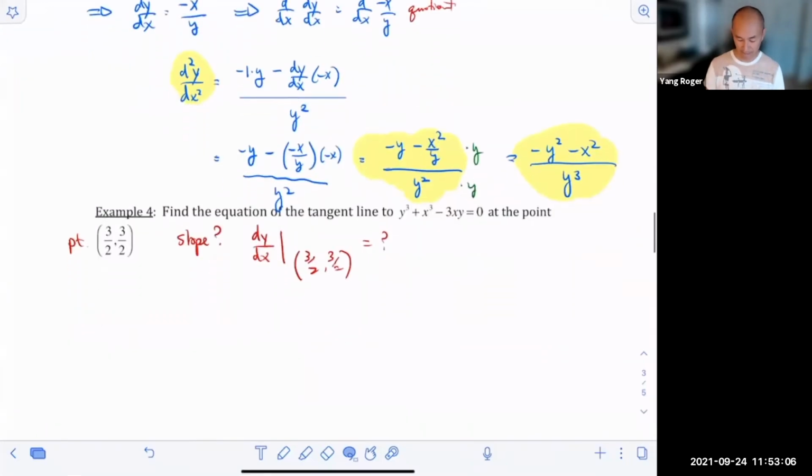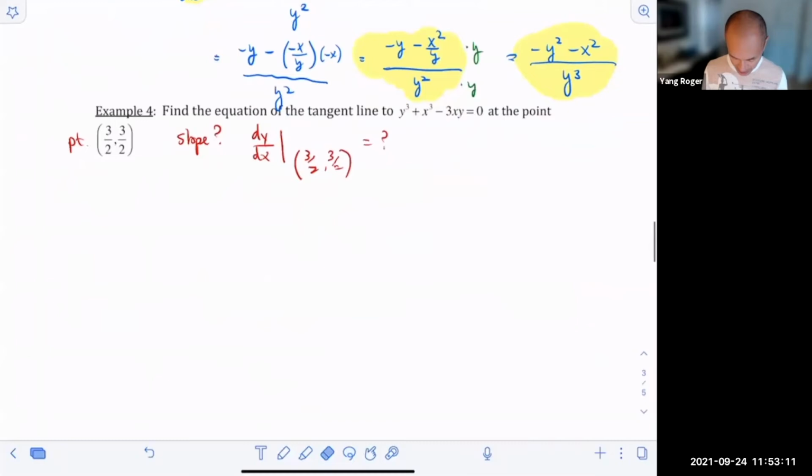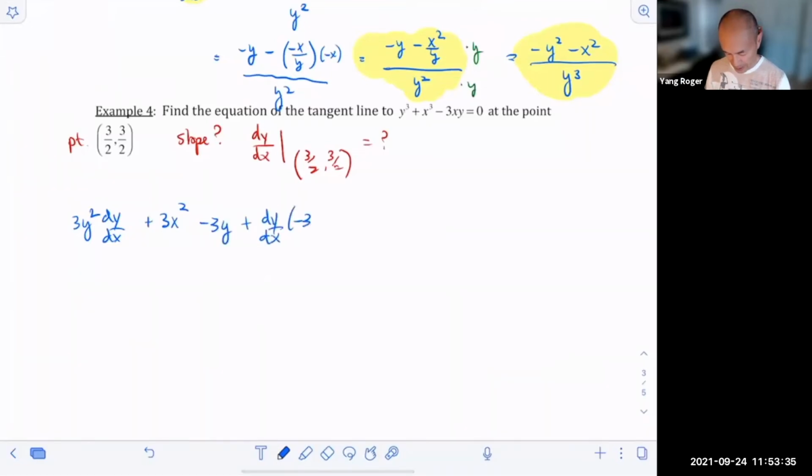All right. So let's use implicit differentiation to find the slope of the tangent line. I'm going to use the chain rule first. So that's going to be 3y squared times dy/dx. I'm going to use the power rule next. That's 3x squared. And then I've got to use the product rule. That's going to be negative 3 times y plus dy/dx times negative 3x, equal to 0.